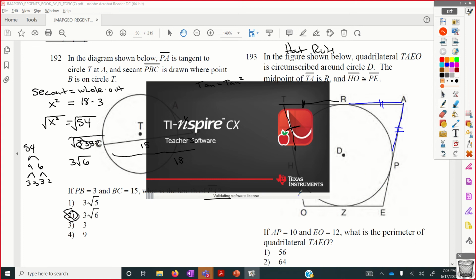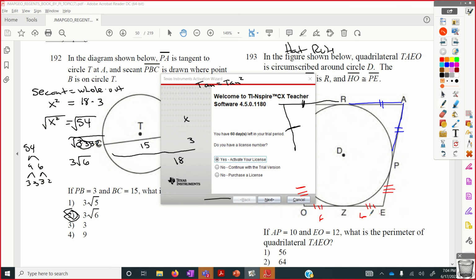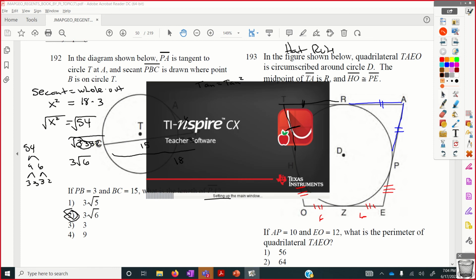Okay, so it says that HO, which is this side down here, is equal to PE, which means that ZE is equal to OZ because of the hat rule. So if EO is 12, these two sides are 6. Which means this side is 6, and so is this. Okay, and AP is 10, which means this side is 10.